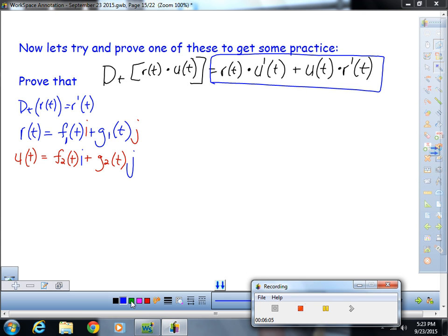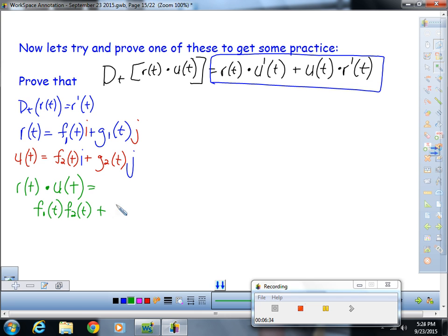Before we get started, I want to point one other thing out, and that is r of t dot u of t is equal. This is not calculus at all. It's a dot product. So the i's and j's are gone. It's going to be f1 of t times f2 of t plus g1 of t times g2 of t. That's the definition of the dot product.